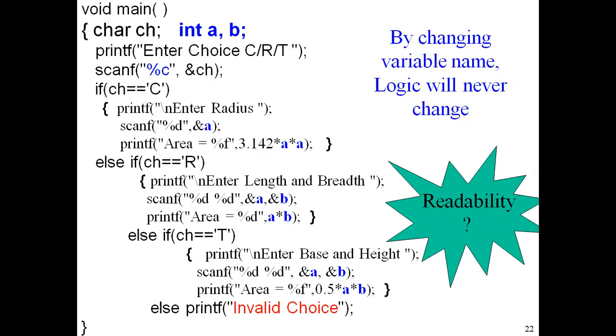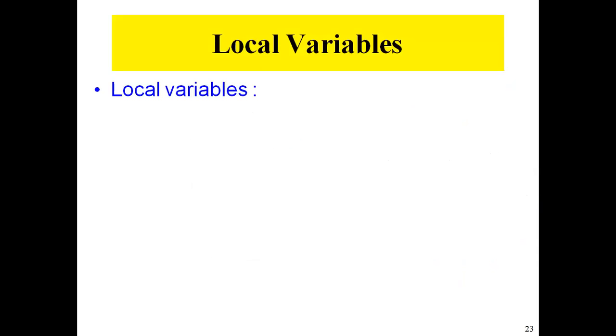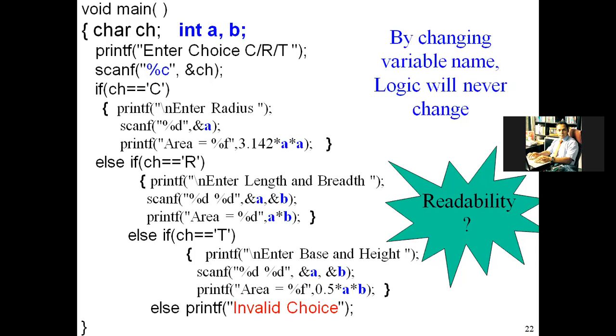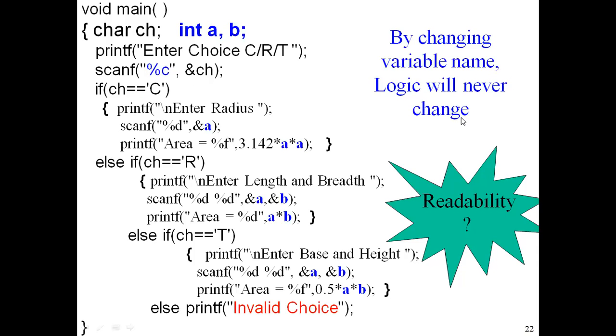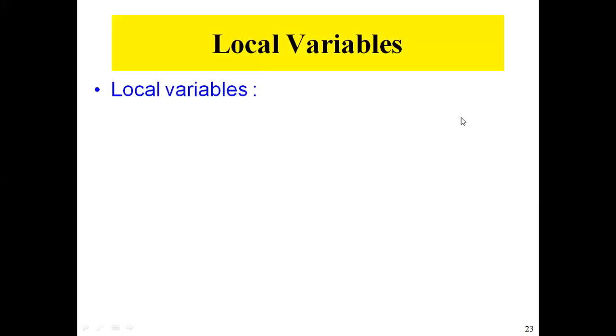Okay. Now, let's understand some basic concept, and then we'll again talk about readability. When you declare a variable, there are two types of variables. It's a new concept to you. There are two types of variables: local variables and global variables. Now, what do you mean by local? For example, there are two types of trains: local train and other trains.